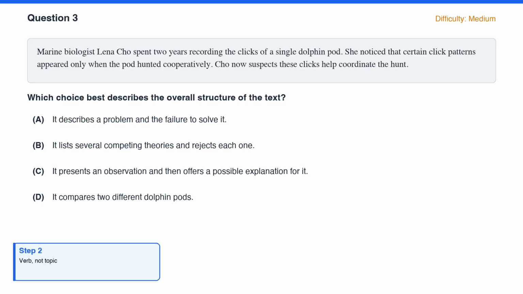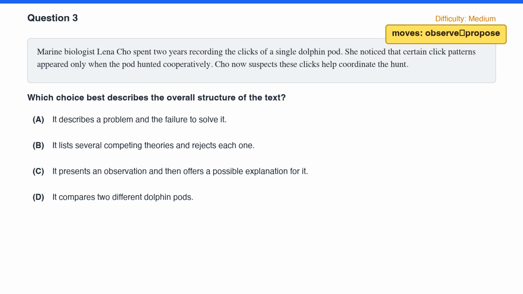Step 2. Verb, not topic. The moves in order. First an observation, the clicks during cooperative hunts, then a tentative explanation, they might coordinate the hunt. 2 moves, observe, then propose. Step 3. Predict, then match. Prediction, presents an observation, then offers a possible explanation. Find the choice that mirrors that pair.